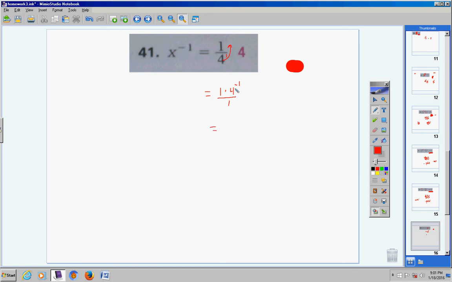Now, 1 times anything is just itself. And anything over 1 is just itself, so I have 4 to the -1. Now come over here and bring this down. X to the -1. So look, guys, I have a -1 here, a -1 here. It's obvious X has to be what right here? 4. Put a 4 in for X. 4 to the -1 equals 4 to the -1. X equals 4. Guys, you gotta think deeply on these. There's no steps that I can give you. You gotta think deeply and really work hard on this, okay?